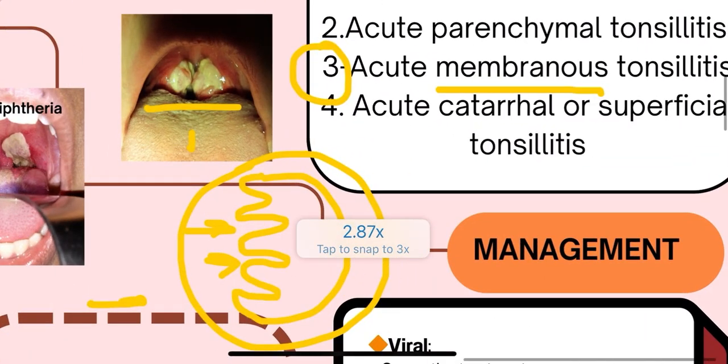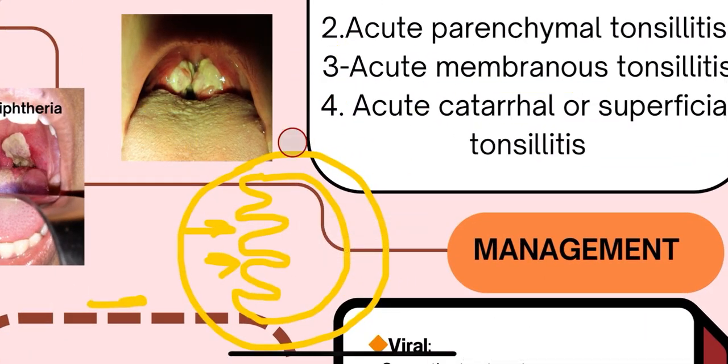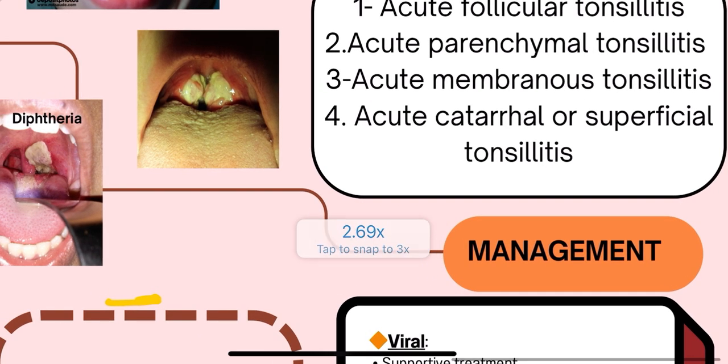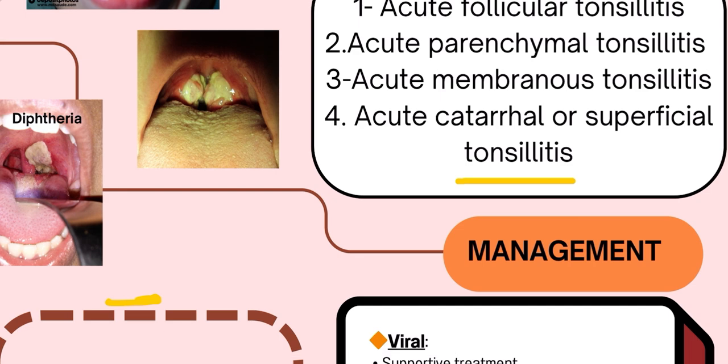Okay, the last one is the acute catarrhal or superficial tonsillitis. Here, the inflammation of the tonsil occurs uniformly over the parenchyma of the tonsil, but in addition there is association with generalized pharyngitis. This most commonly occurs in viral tonsillitis.